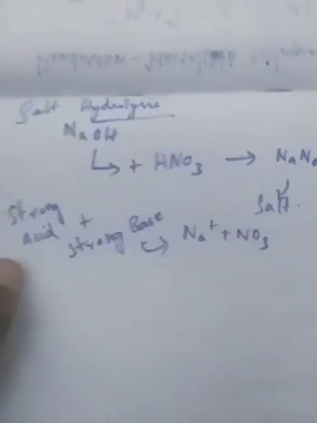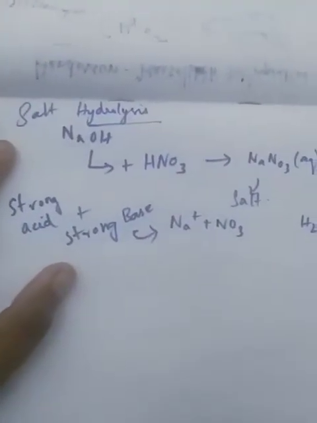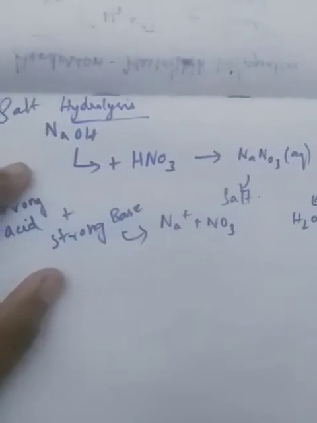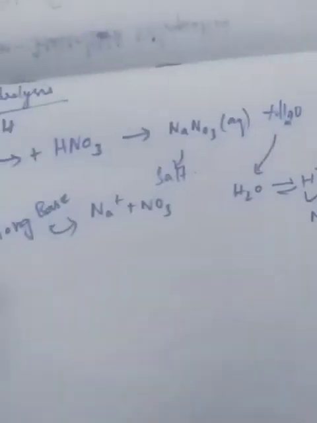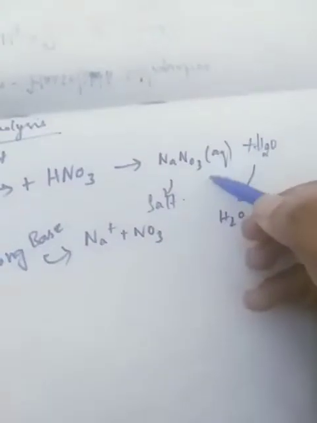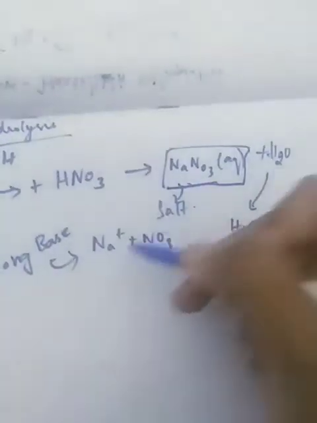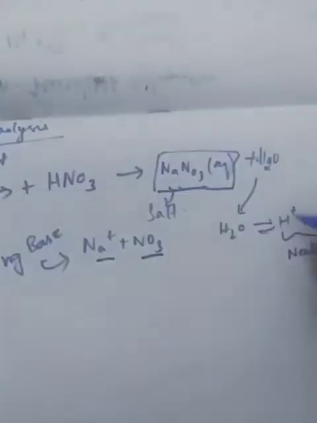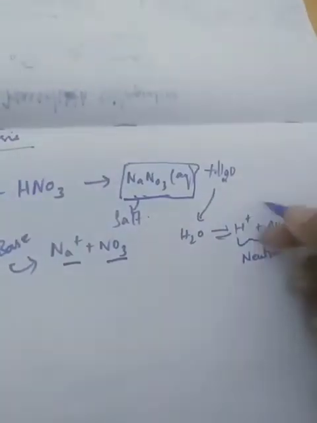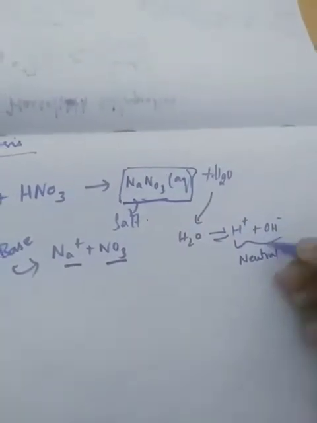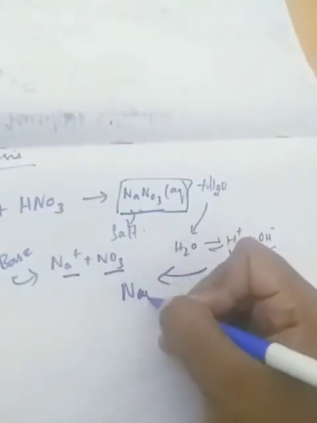So, salt hydrolysis. What is salt hydrolysis? It is adding the salt to water to find the dissociation of hydrogen ion. For example, I am considering the strong acid, strong base case. Here the strong acid is HNO3 and the strong base is NaOH. If you add them, you can see the solution formed is NaNO3. It's a salt that will be dissociated into Na plus and NO3 minus, and the water will be dissociated into H plus and OH minus. This will neutralize the solution.